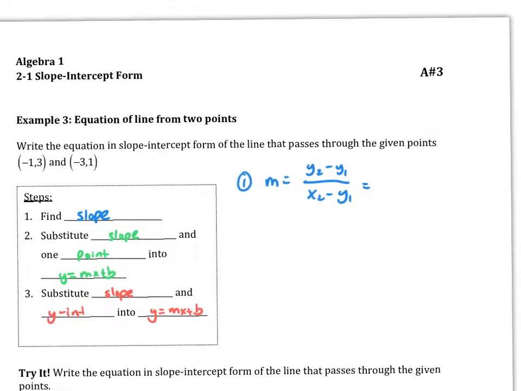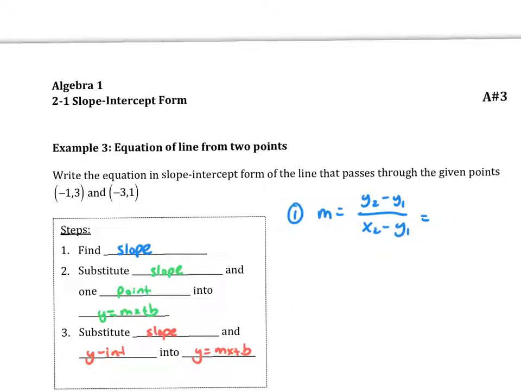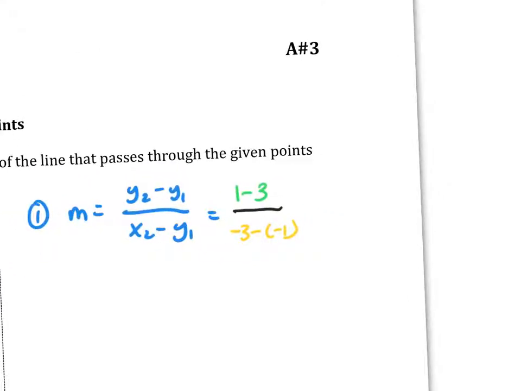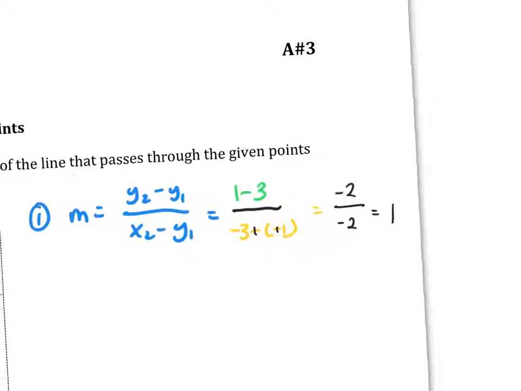So step 1. I like to draw little arrows here because this is my second y, and it's a little bit easier for me to see. So y2 minus y1 gives me 1 minus 3. And then I do my second x, negative 3 minus a negative 1. That visually gives me what's on top and what's on bottom and helps me to be consistent too. Next, I'm going to simplify this. So I get negative 2 in the numerator. Double negative here is positive. Also negative 2, and this reduces to 1. So step 1, found slope.